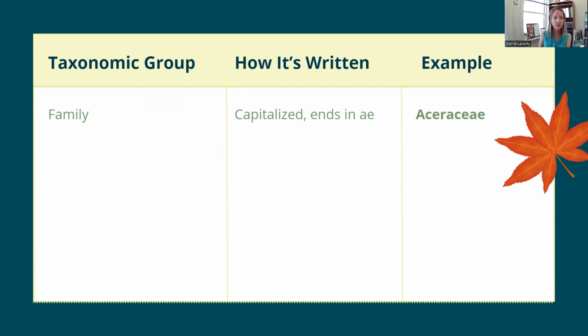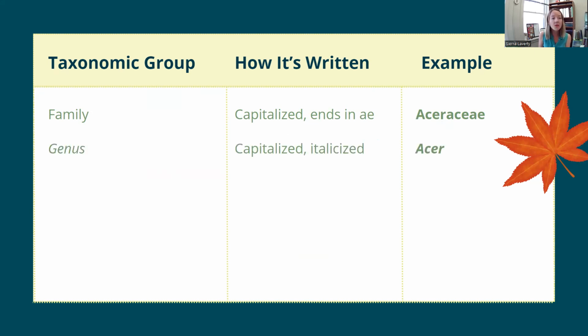So Japanese maples are in the family Aceraceae, which is the maple family. And you'll learn more about that when you get into trees and shrubs. Families, we write capitalized, and we have this AE on the end. So if you have a family name, you always need to have it capitalized. You don't do anything else to it, just that capitalization.